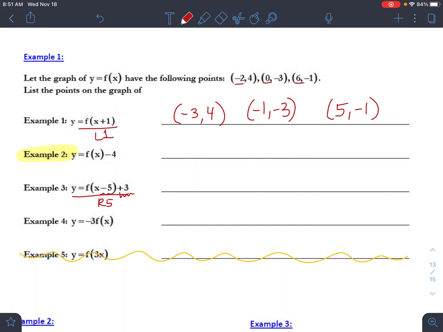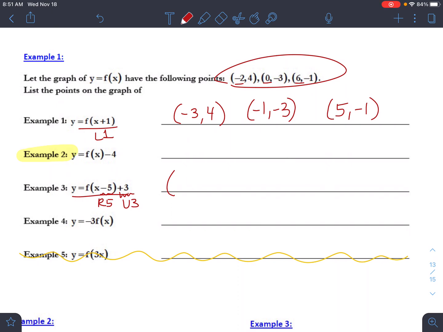Outside plus 3. That means up 3. Okay, so right 5 and up 3. Well, for every x value, go back to the originals, I'm going to add 5. So even though it looks like minus, this means right. So I'm going to be shifting to the right, meaning my x values are going to be adding 5.